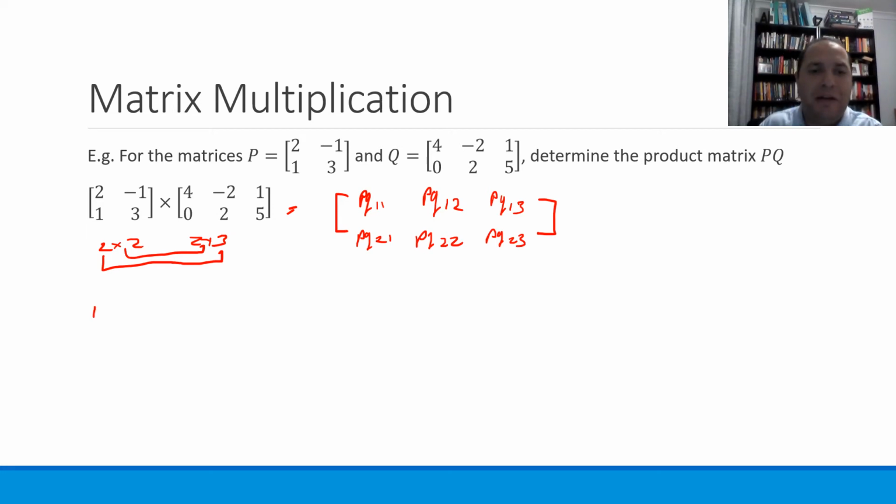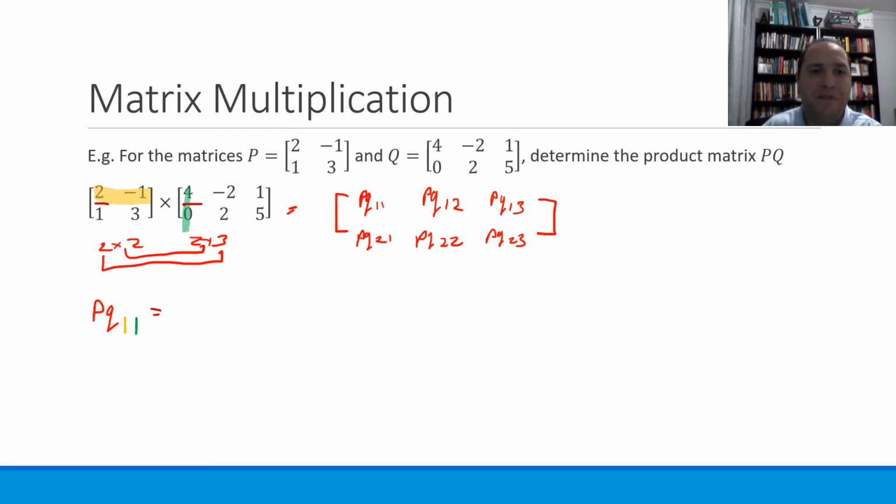Now that first one, if we want to find out PQ 1, 1, what we're going to do is match up and multiply the first row of the first matrix, that's the first one, and the first column of the second matrix. What we do next is we will find the first element and the first element and multiply those together.